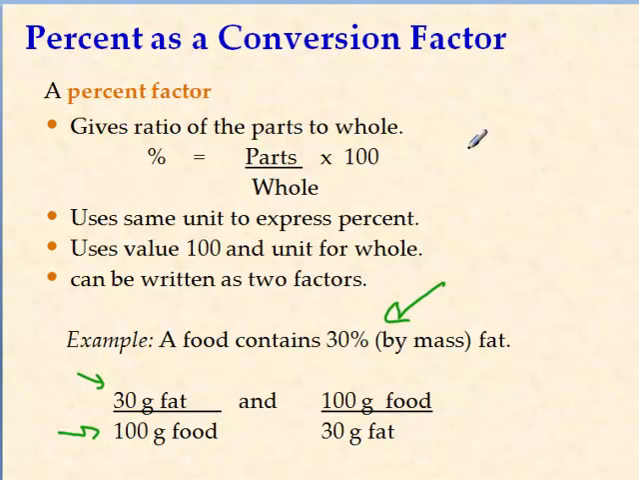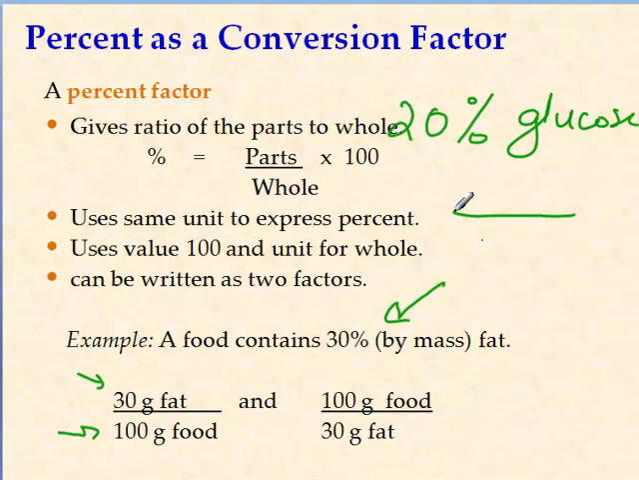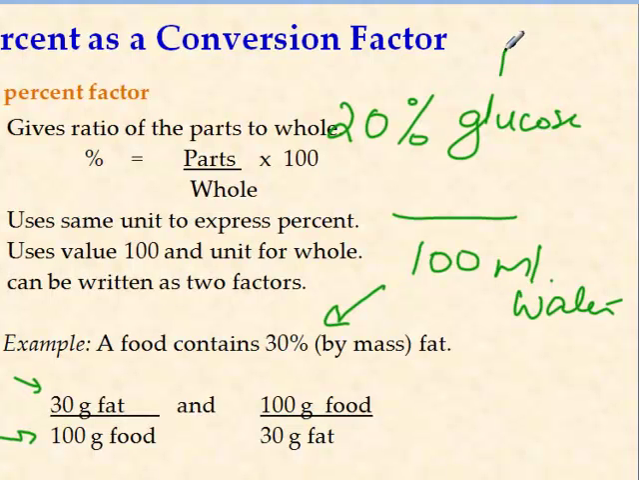So for example, if I give you something that says 20%, let me write it nicely over here, let's say we write down 20% glucose. What does that mean? It means that out of 100 ml, 20 ml of glucose. What it means is that for 100 portions of the value, whether it's in milliliters or liters, 20 ml would be glucose. In other words, the remaining 80 is going to be water.